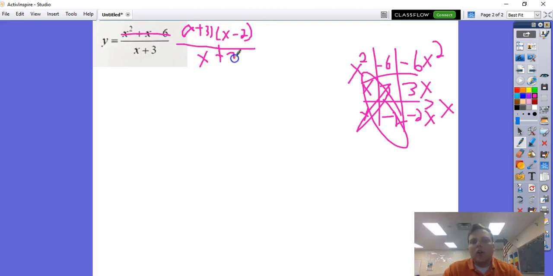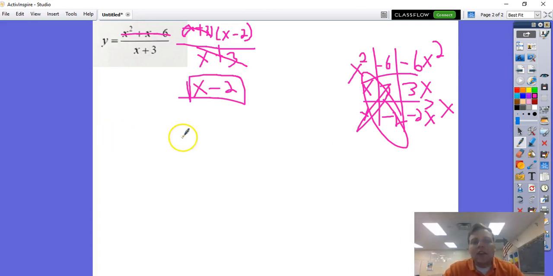Now, what do you notice you have on top and bottom? You have x plus 3. So you can cancel that out. So then you're left with just x minus 2. This is what we say our new equation would be, okay? So then, do you see I just canceled something out? That is called a removable discontinuity, since I could cancel something out, okay?